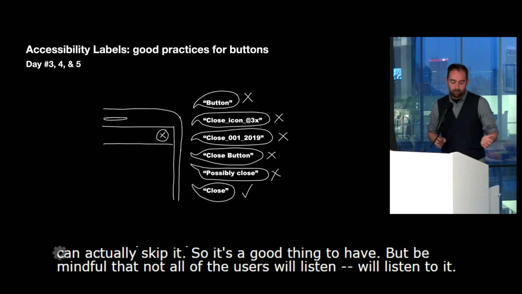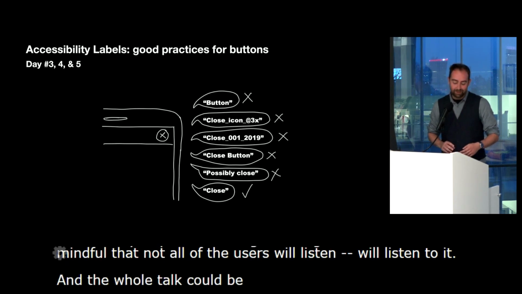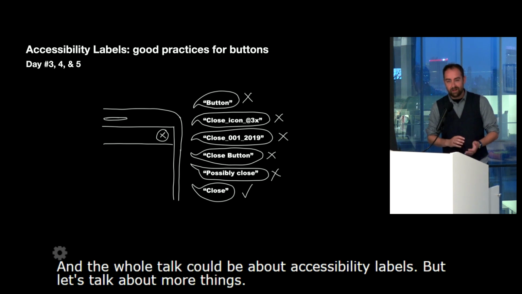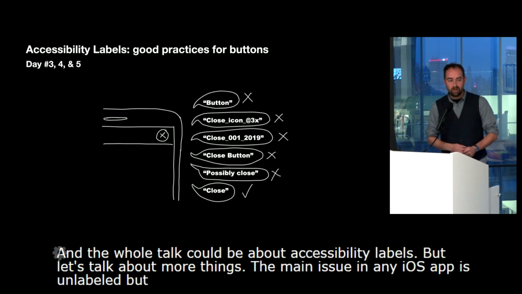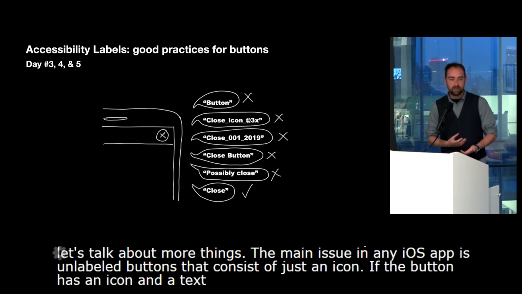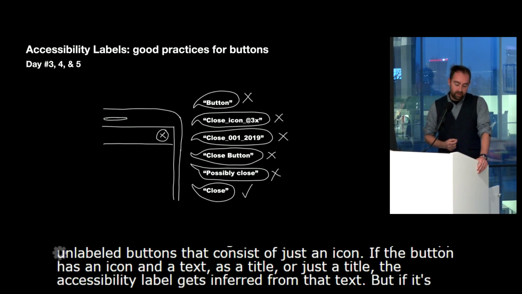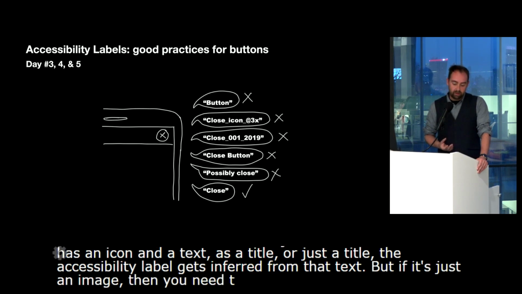And the whole talk could be about accessibility labels, but just a few more things. The main issue in any iOS app is unlabeled buttons that consist of just an icon. If the button has an icon and a text as a title or just a title, the accessibility label gets inferred from that text. But if it's just an image, then you need to configure that explicitly. Otherwise, VoiceOver will say just button, for example.